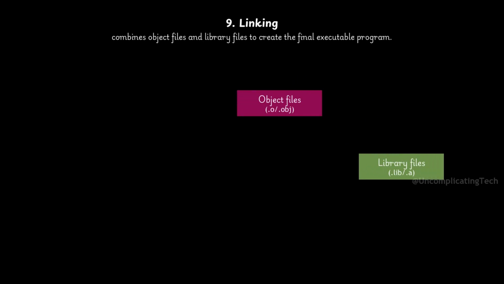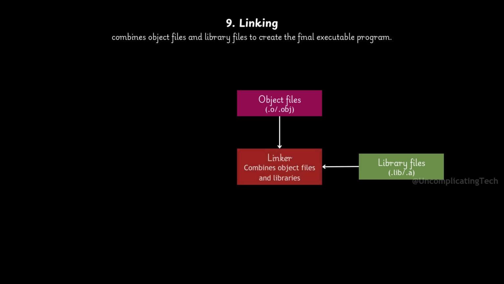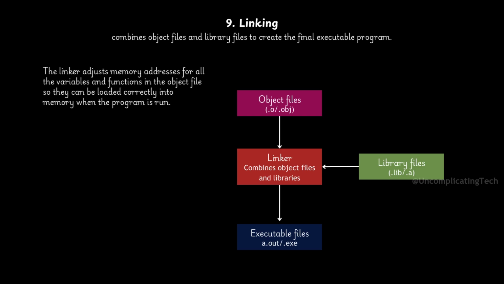the linker takes these object files and combines them to create the final executable program. The linker also adjusts memory addresses for all the variables and functions in the object file so they can be loaded correctly into memory when the program is run. In addition, the linker may combine multiple object files and ensure that external functions or variables are properly linked to your program's code.